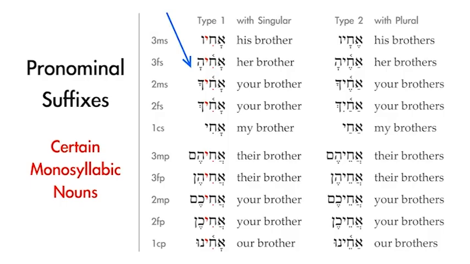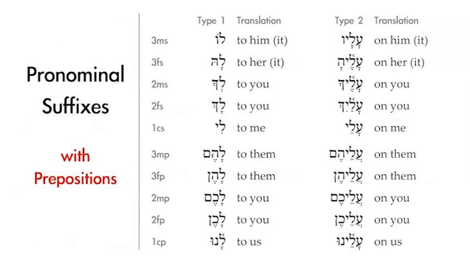Now, you need to realize that this hireq yod may cause you to think of it as a type 2 suffix, because if you look in this right-hand column, in the type 2 category, the plural nouns don't add this hireq yod, but in all the type 2 spellings, there is a yod present. So be careful that you don't confuse the hireq yod in these monosyllabic nouns with the yod of the type 2 noun. What about pronominal suffixes with prepositions?